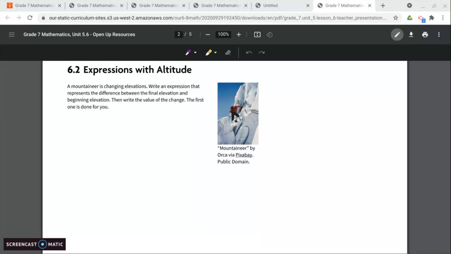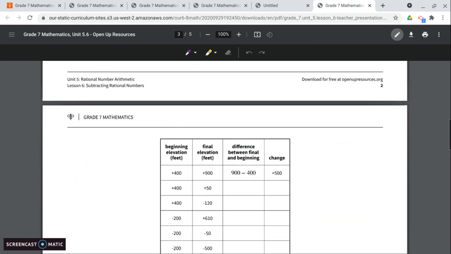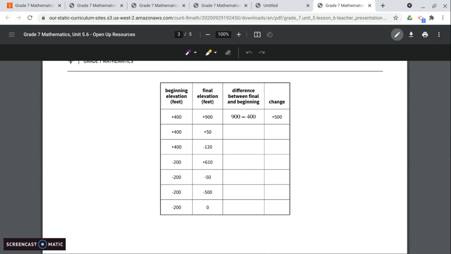So what we're looking at here is expressions with altitude. A mountaineer is changing elevations. Write an expression that represents the difference between the final elevation and the beginning elevation. Then write the value of the change. The first one is done for you. So we have beginning elevation is 400 feet, final elevation is 900 feet, 900 minus 400, the change is 500.